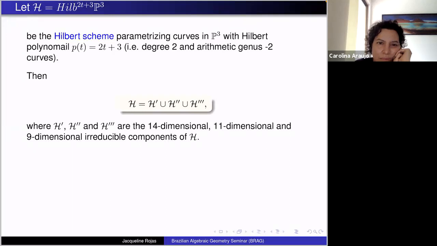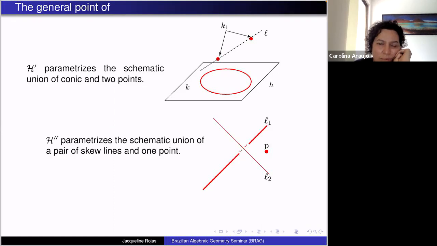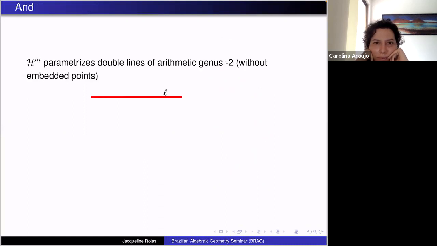And this scheme has three components. I am calling here by H1 prime, H2 prime, H3 prime of dimension 14, 11, and 9, respectively. And the general point of these components, for example, H1 prime, corresponds to the schematic union of a conic and two points. In the case of H2 prime, this parametrizes the schematic union of two skew lines and a point. Yes, and H3 prime parametrizes double lines of arithmetic genus minus two without embedded points.